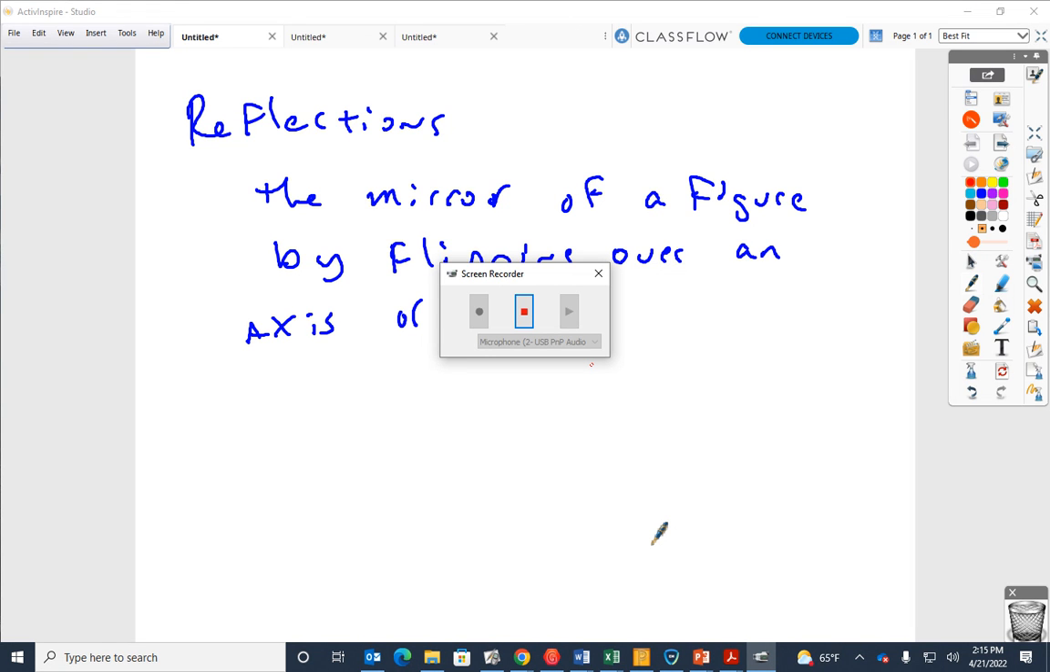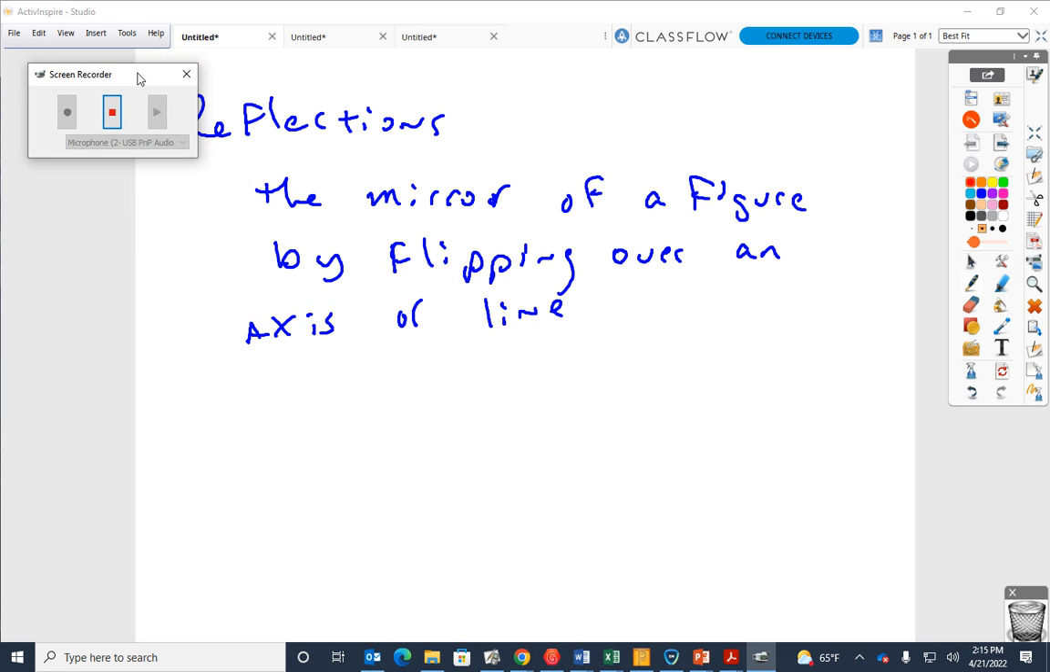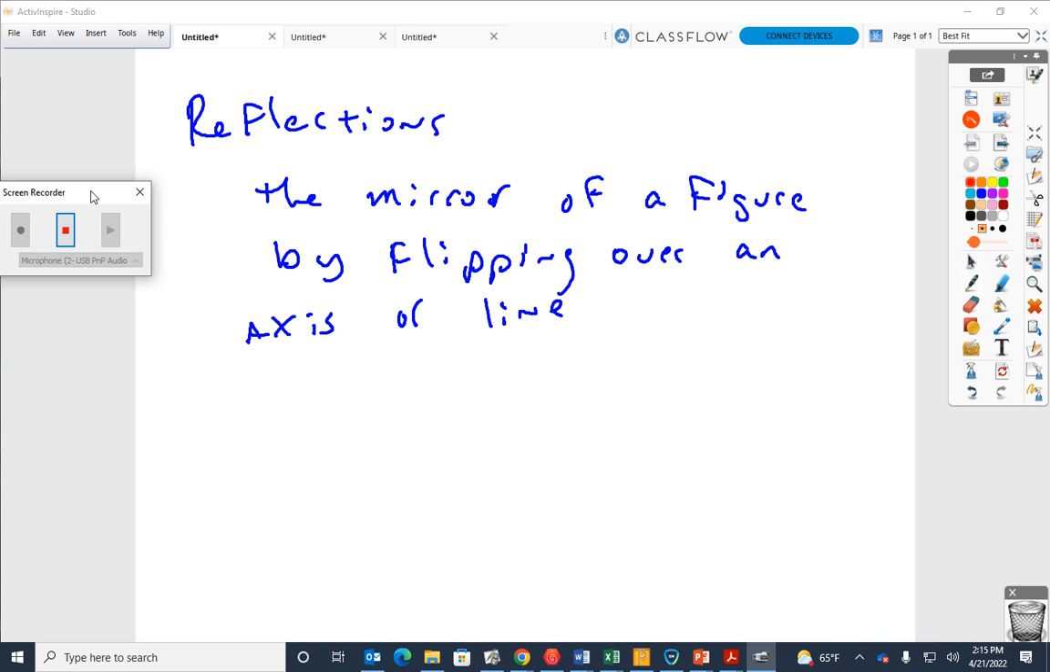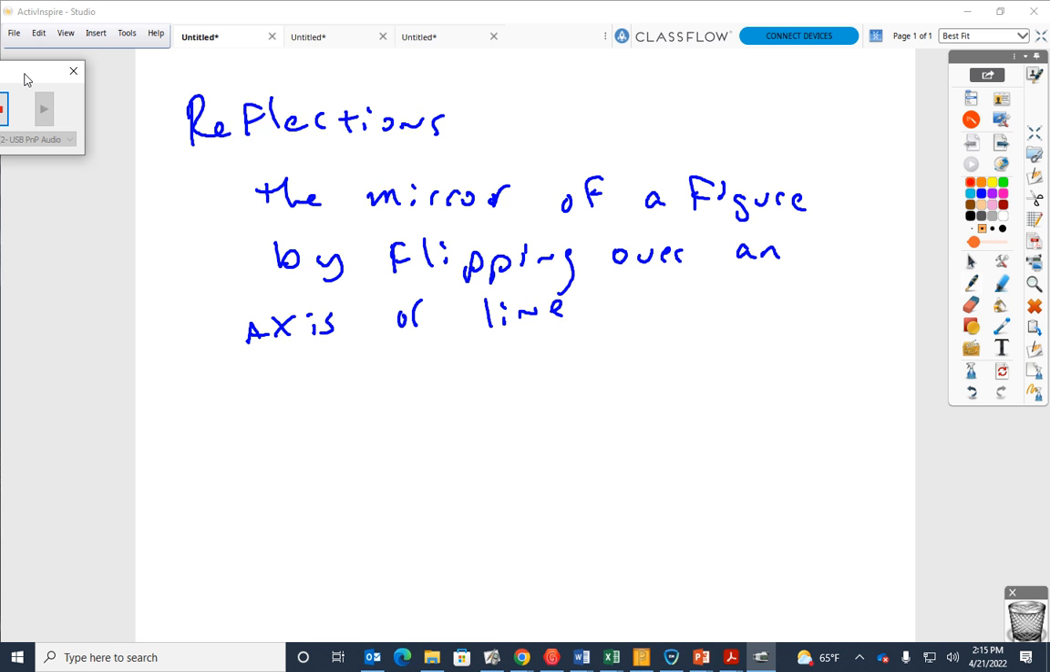So if you look at the top of your skeleton notes, these are the missing parts of this. A reflection is the mirror of a figure by flipping over an axis or a line of reflection. Now the first part of this is really simple.